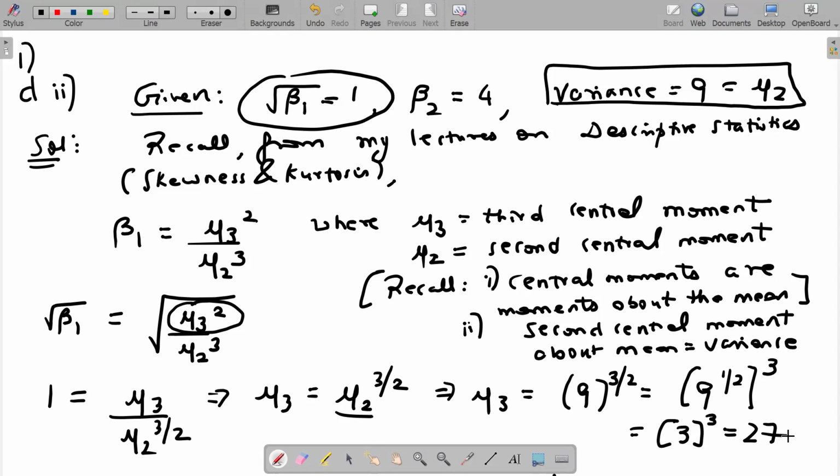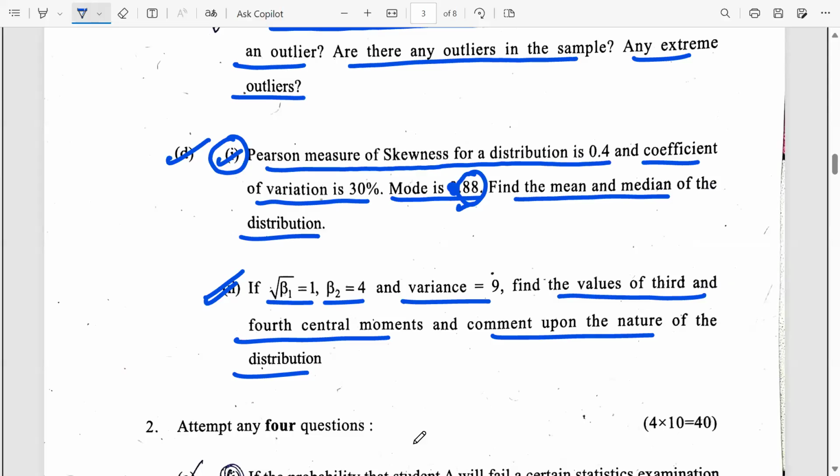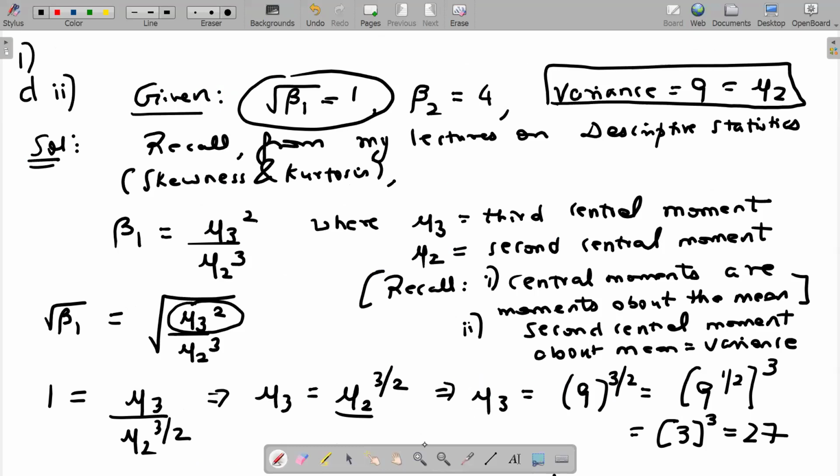Okay, so what do we need to find out? If you come back to the question, we need to find the values of the third central moment and the fourth central moment. I need to find mu3 and mu4. Mu3 I've already found out. So answer mu3 is 27. Now, how do I find mu4? To find mu4, I make use of beta 2, which captures the kurtosis.